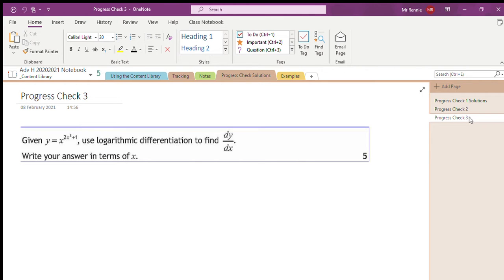Okay, so our first question: we've got to use logarithmic differentiation to find dy by dx given the function y equals x to the power 2x cubed plus 1. And we're given 5 marks.